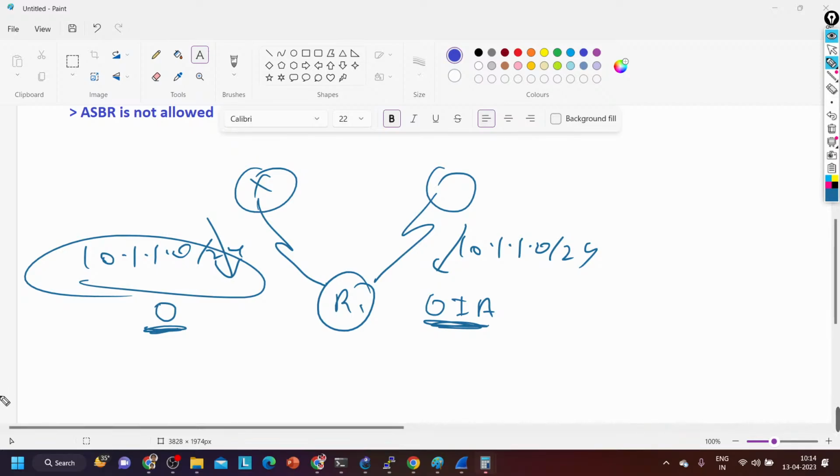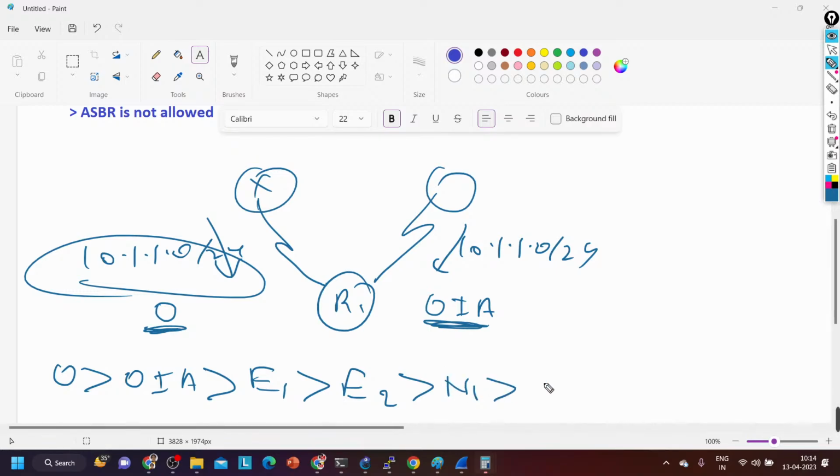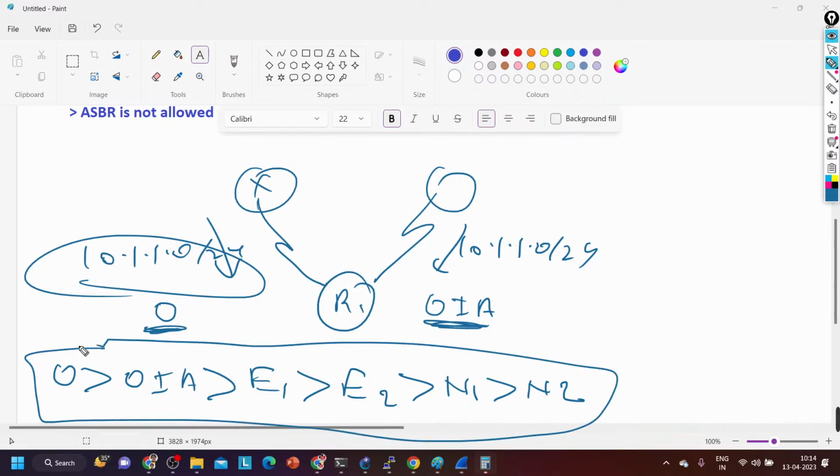Okay. So always keep in mind, O is more reliable than OIA, OIA is more reliable than E1, E1 is more reliable than E2, E2 is more reliable than N1, and N1 is more reliable than N2. This is the best path selection in OSPF. You can take one screenshot. This is really a very important thing, because most people think best path selection in OSPF is similar to EIGRP, but no, guys. Now after this, the router will check what? Metric.